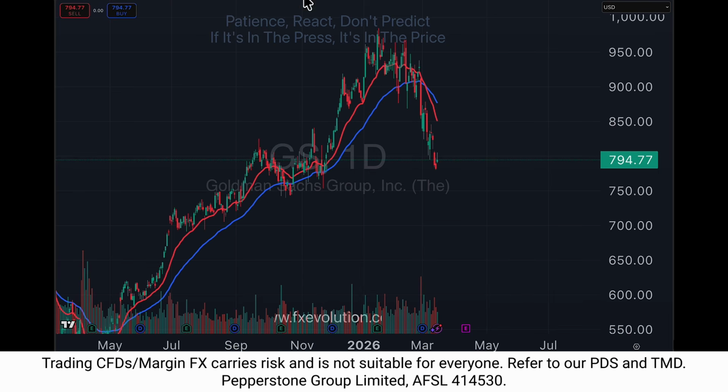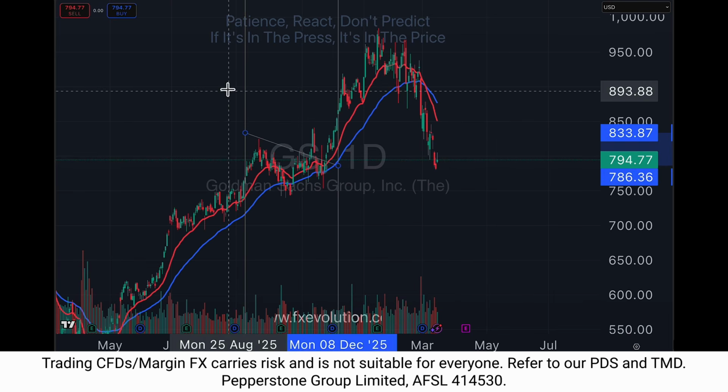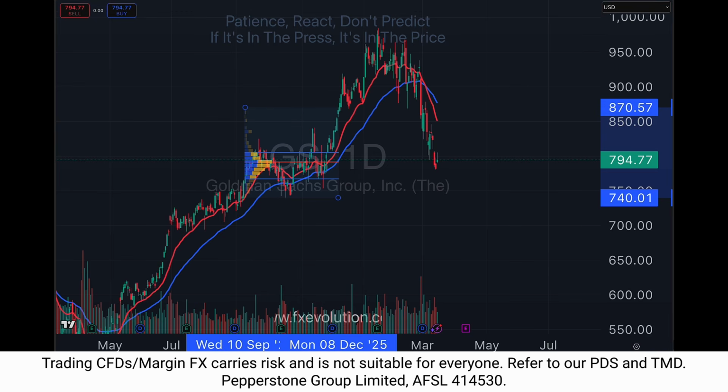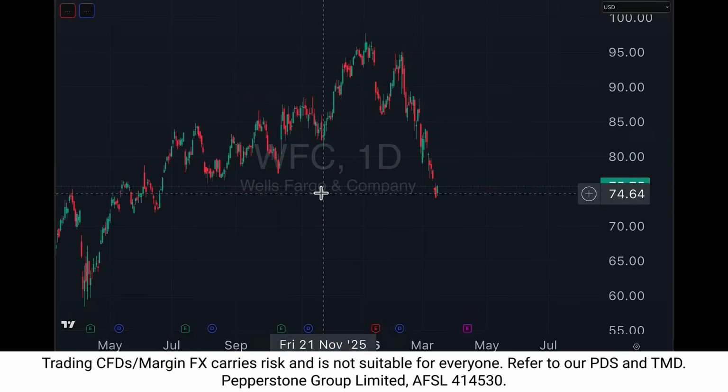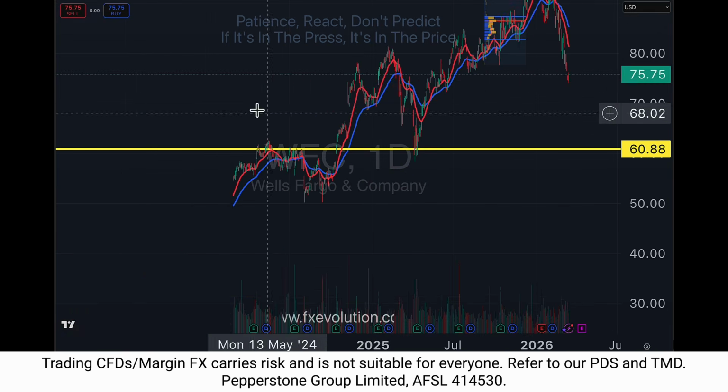So Goldman Sachs is actually at its big fixed range volume profile most traded zone. And if you look at Wells Fargo, you can see here that it is actually at its massive trend line level.